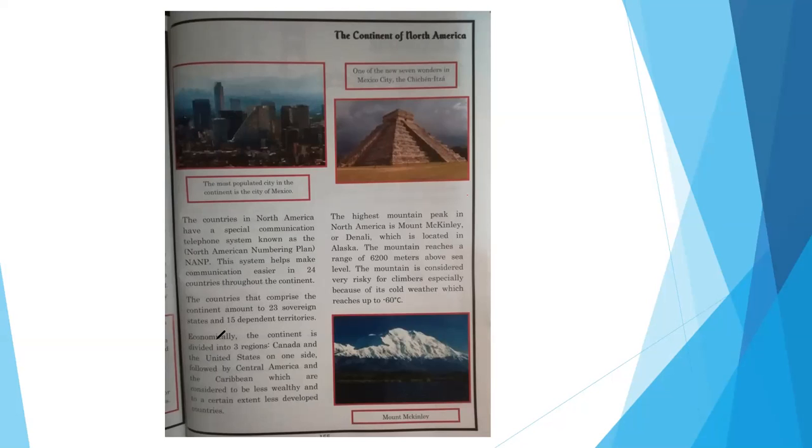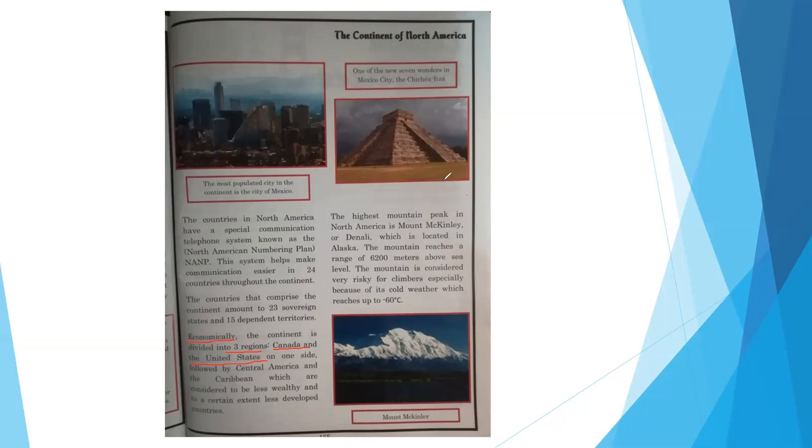Economically, the continent is divided into 3 regions. Important. So economically speaking, the continent is divided into 3 regions. Canada and the United States on one side, and we've heard earlier that they are the wealthiest, followed by Central America and the Caribbean, which are considered to be less wealthy and, to a certain extent, less developed countries. So here we have the Caribbean and Central America, who are less wealthy, not that much wealth in their countries, and they are less developed countries, whereas the United States and Canada are more developed and more economically stable.